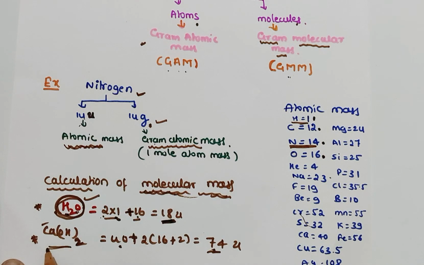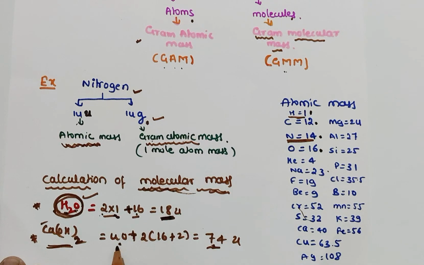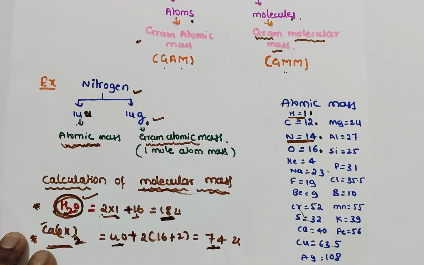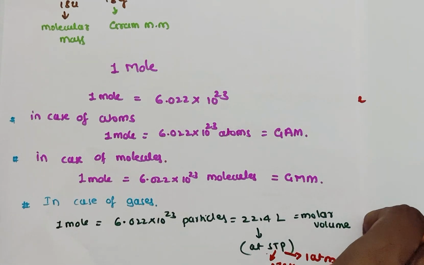Like that, the mass of calcium hydroxide. The mass of calcium is 40, and 2 hydrogens are there, 2 oxygens are there. Therefore we get what? By simplifying it we get 74 u.